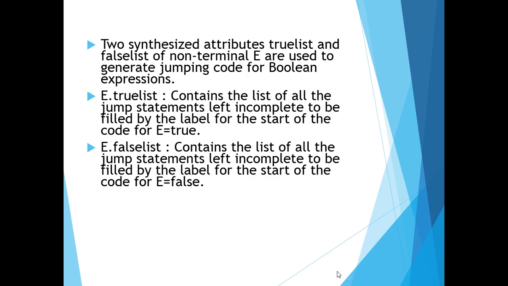To synthesize attributes, truelist and falselist of non-terminal E are used to generate jumping code for Boolean expressions. So what is it? E.truelist contains the list of all the jump statements left incomplete, to be filled by the label for the start of the code for E equals true. So that's the true list. Then the false list contains the list of all the jump statements left incomplete, to be filled by the label for the start of the code for E equals false. So that's the false list.